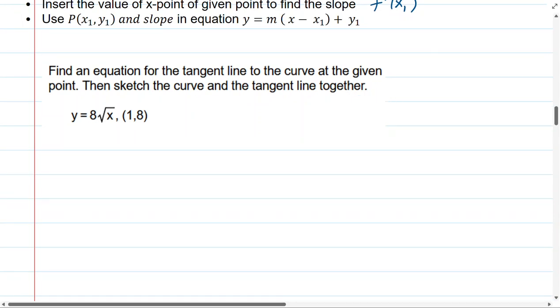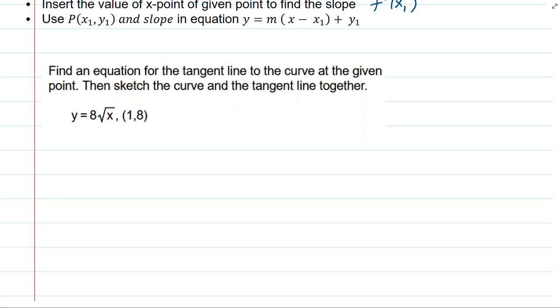Find the equation of the tangent line to the curve at the given point. Then sketch the curve and the tangent line together. We're going to do it via calculator, because on your homework, you'll choose the appropriate line. Is everybody comfortable with that?